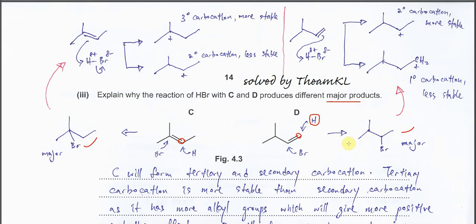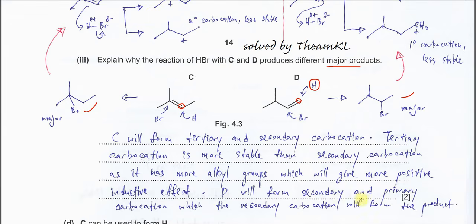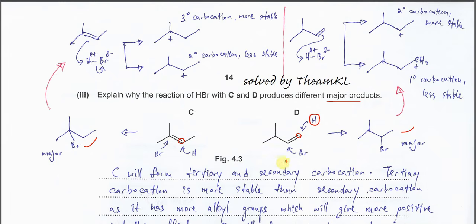So what is the reason for them to have different major products? Then you need to understand how they add and what intermediates form. Of course, you don't really need to draw like this, because it just asks you to explain and it's 2 marks. I try to explain so you understand why different major products are formed.